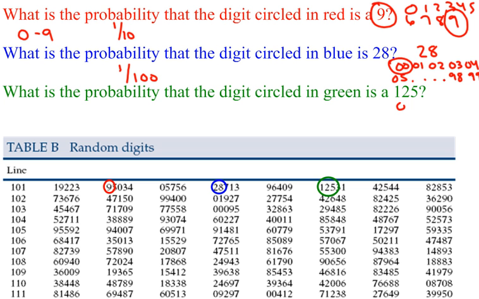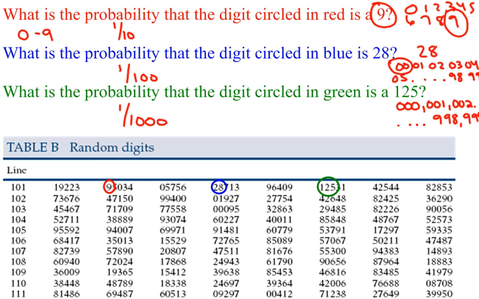What's the probability the digit circled in green is 125? As you can imagine, we have the same pattern. This is 3 digits now, though. This is how we go, keep going until we're at 998, 999. So we'd list every number in between there. So there's 1,000 options. So we have a 1 in 1,000 chance of getting the number 125.